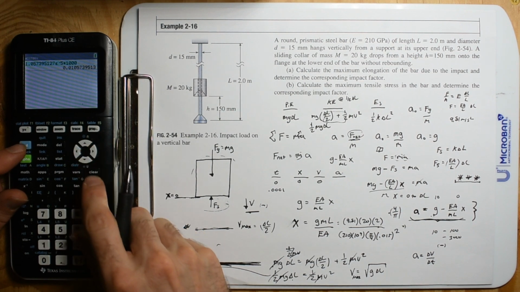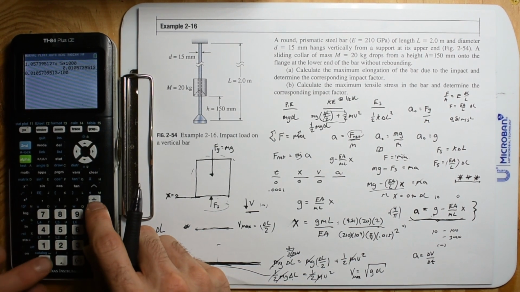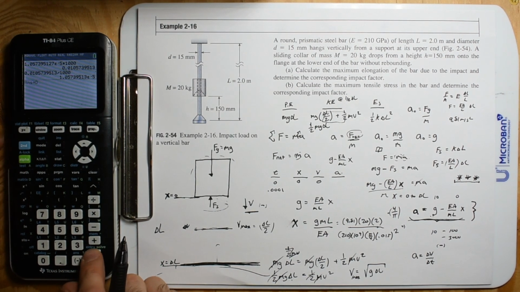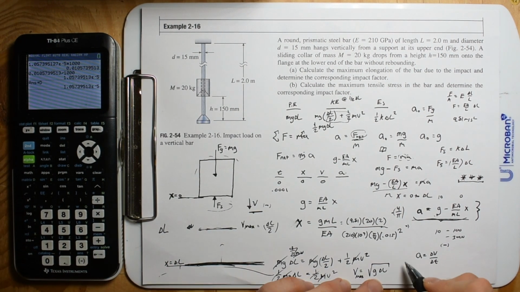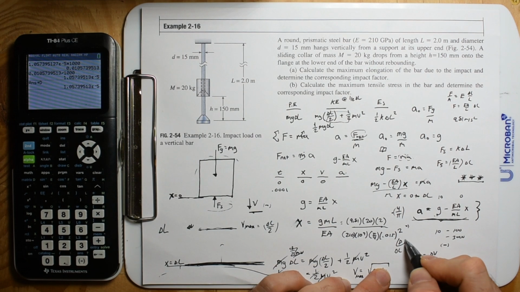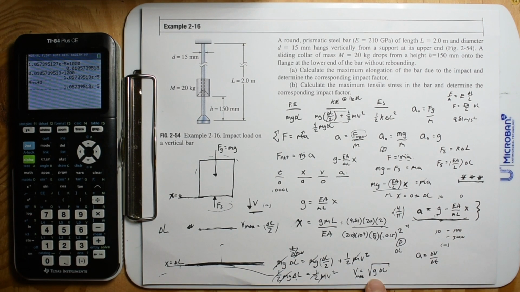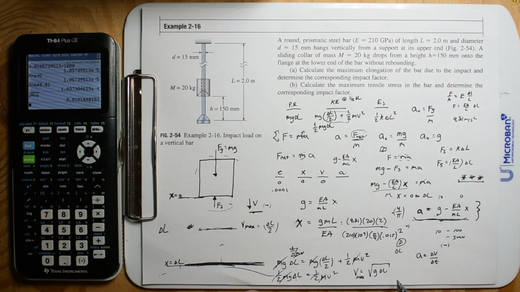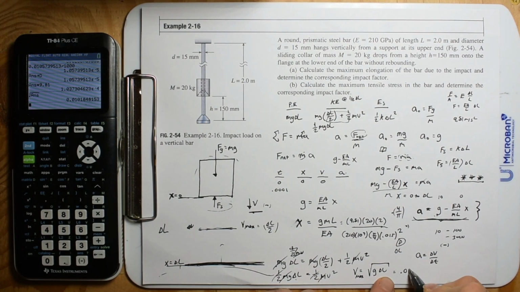So divide by 1,000. I'm going to store that as alpha. I'm just going to do alpha d. I'm going to say my change in length is alpha d in my calculator. And cool, so times 9.81, and then the square root of that. So we get a max velocity of 0.01 meters per second.